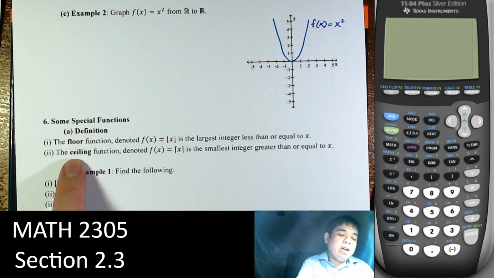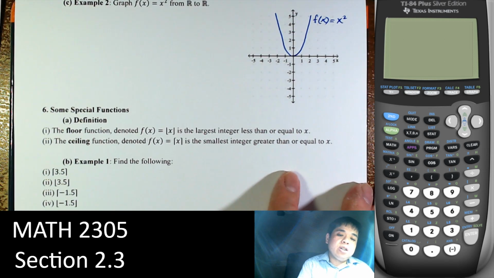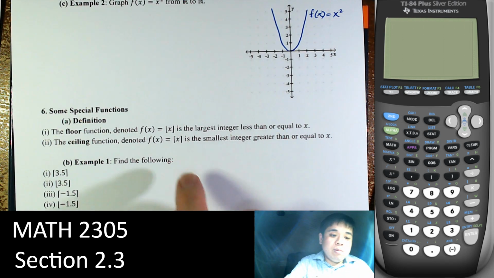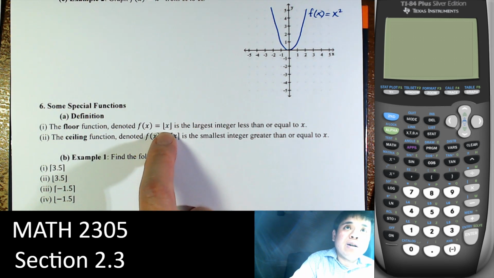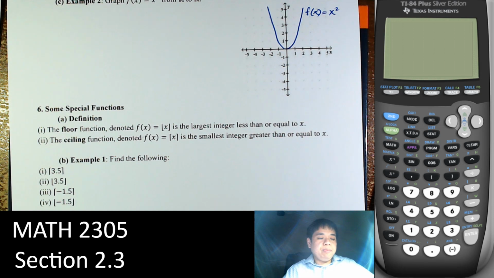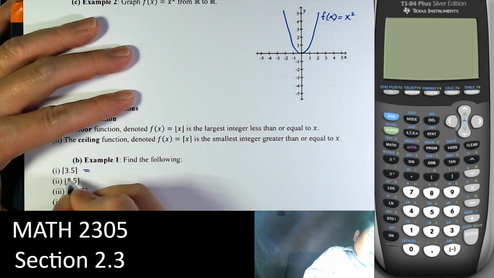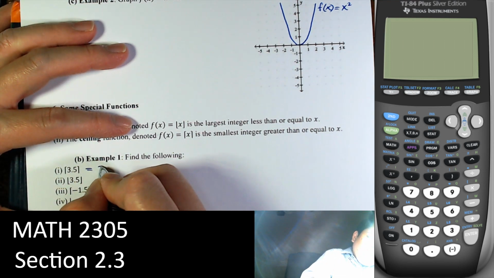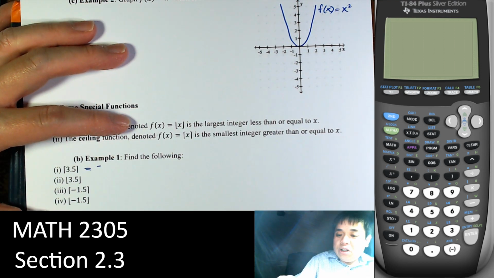And the ceiling is the smallest integer that is greater than or equal to x. So in that case, that is round up. So for round down there's the hook at the bottom, and the hook on the top is the ceiling function. Right, here's some examples. What is the ceiling of 3.5? Well, that is just round to the next integer. That would be 4.